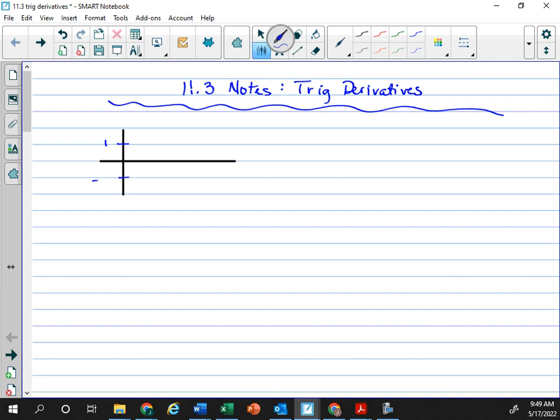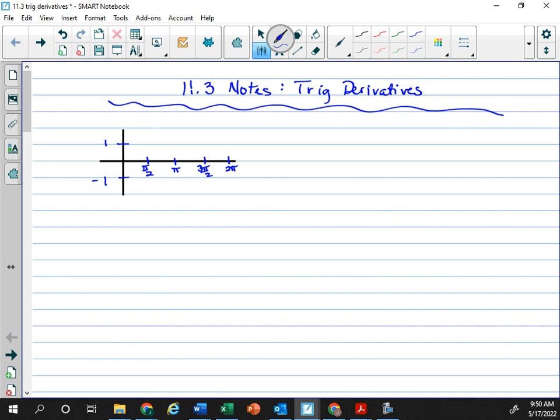Just the parent graph here. We'll just do the right side. Guys, what are the tick mark labels on the x-axis? Pi over something. Excellent start. What's the first one, guys? Pi over 2. Like I said, pi over something. Then it's pi, 3 pi over 2, and 2 pi.